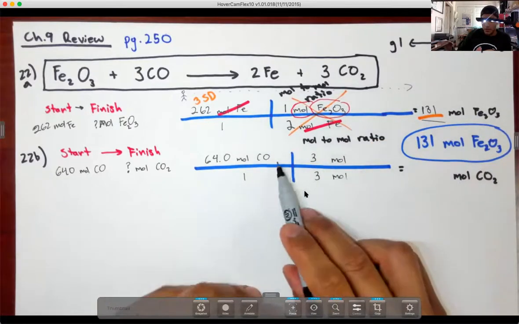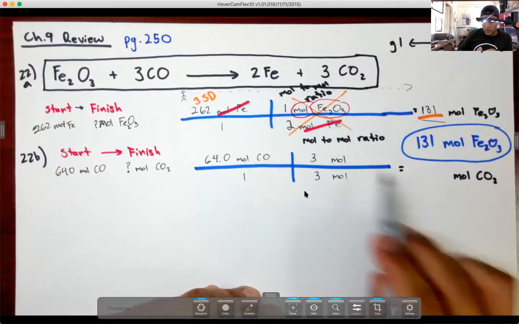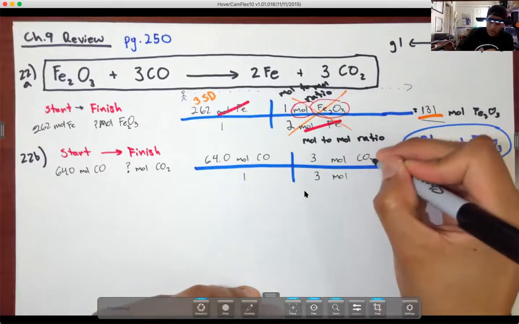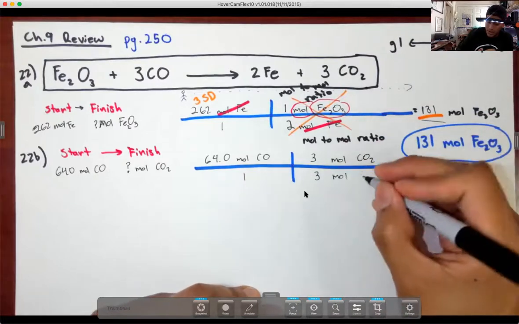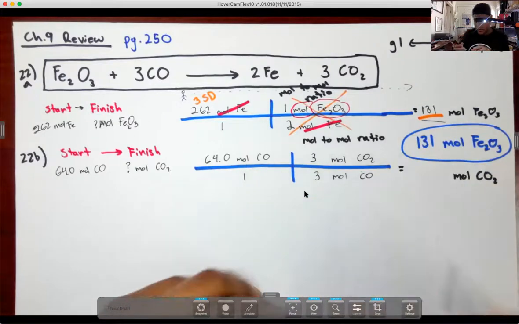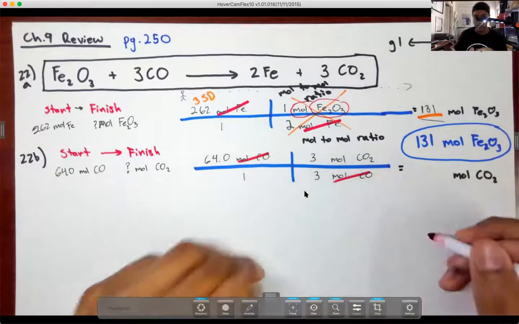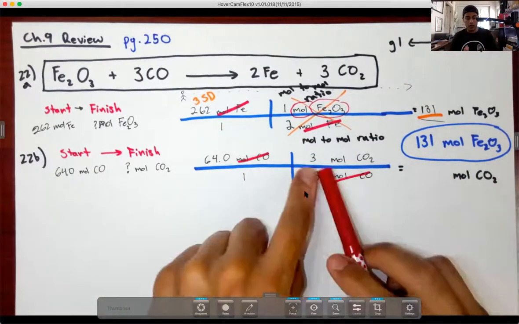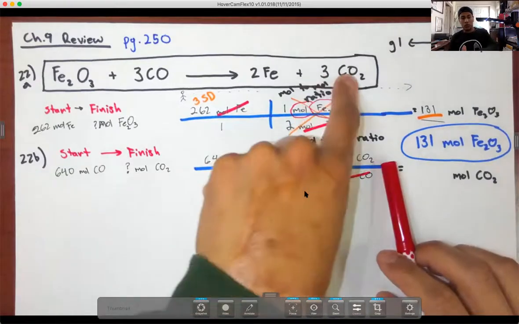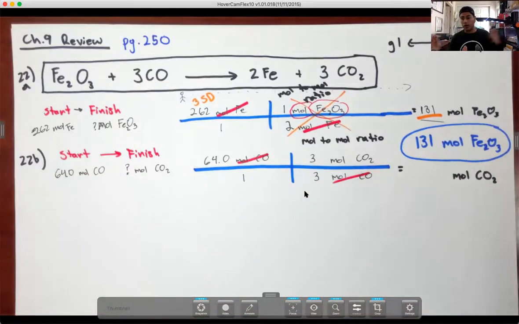CO2, because we want to finish with CO2, right? Whatever we want to finish with is whatever we put on top. And we put CO on the bottom because this needs to cancel out. Exactly. So the first thing you do before you do the operation is make sure that your units can cancel out. Here we have moles of CO canceling out with moles of CO. So we're good. Let's double check the mole to mole ratio. 3 moles of CO2 are produced from 3 moles of CO. So we did that correctly.